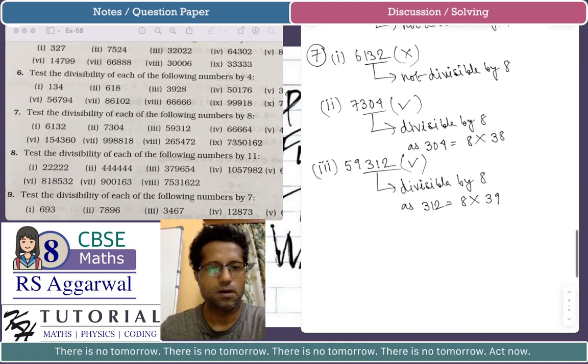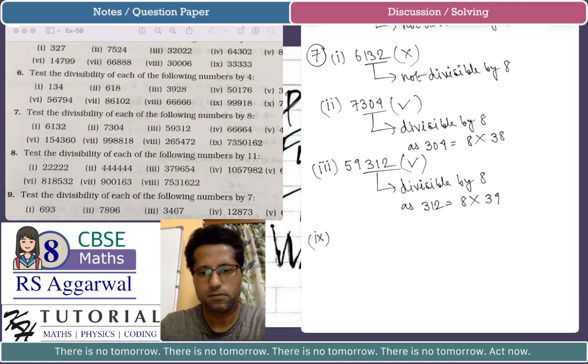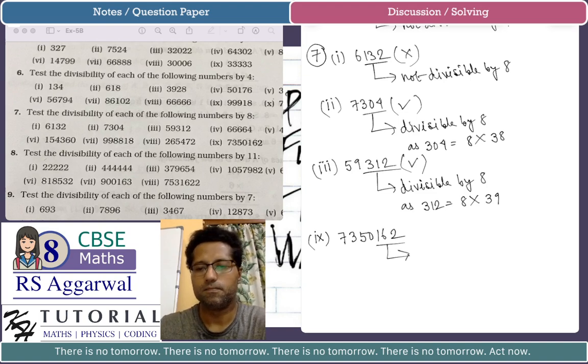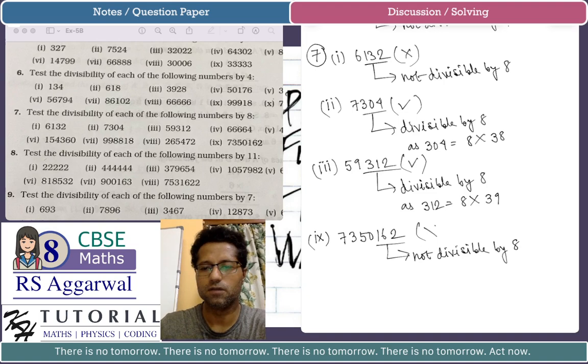Let's do 9. The given number is 7350162. The number formed by the last three digits is 162, and we have to check whether this is divisible by 8 or not, and we can clearly see it is not divisible by 8. So this number is not divisible by 8.